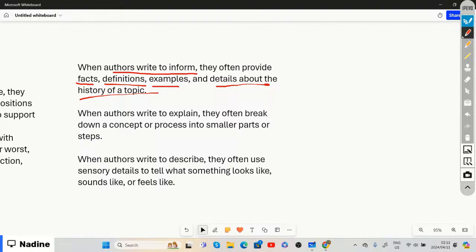All right. And then also, when an author tries to explain, they break down a concept or process into smaller parts or smaller steps. So we see that when a writer writes to inform us about something, they need to provide facts, definitions, explanations, and other details about the history of a topic.